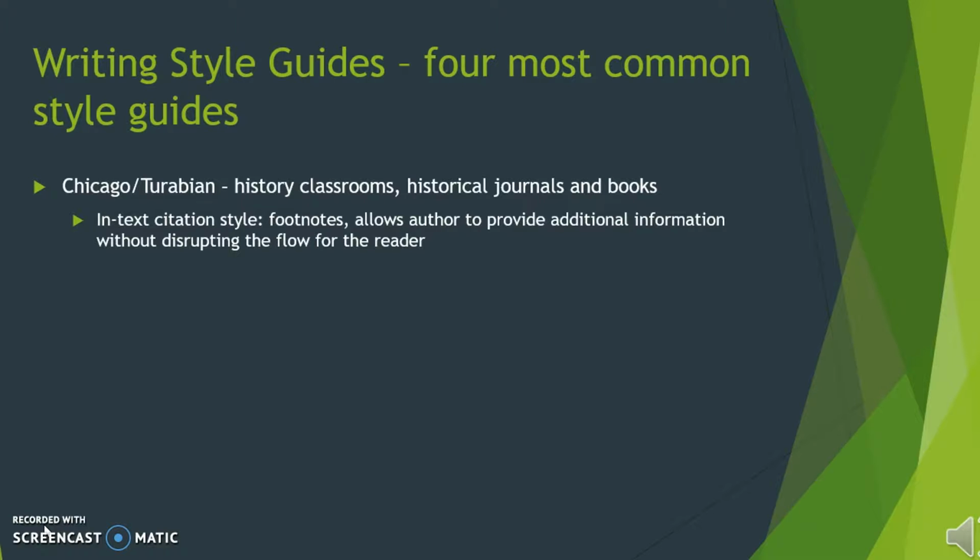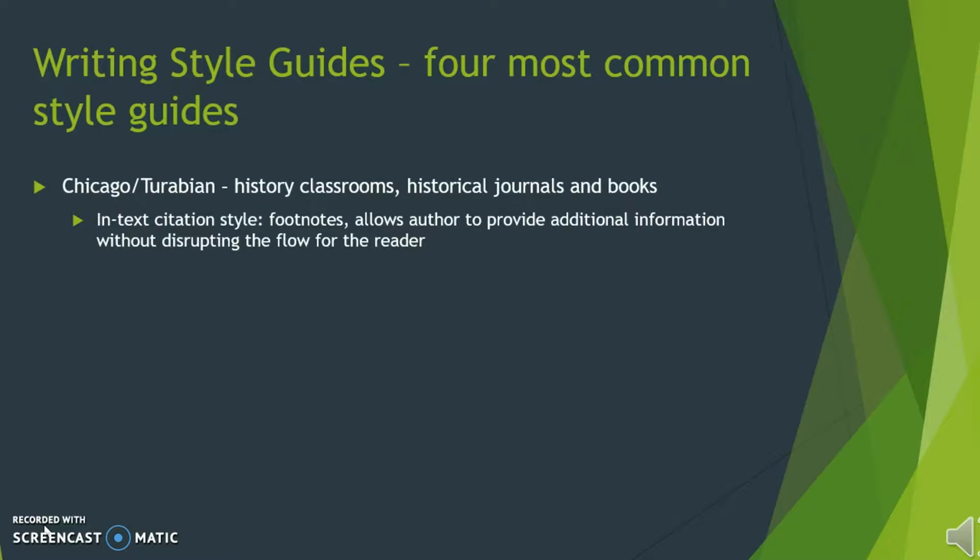Chicago/Turabian is what historians use. You'll use it in history classes in college, and in a historical journal or book, you'll see the Chicago style. All of these style guides can use footnotes. A footnote is just extra information, but the Chicago style, you can tell someone's using that because it relies upon footnotes to give the in-text citations. So this allows the author to provide additional information without disrupting the flow of the text.